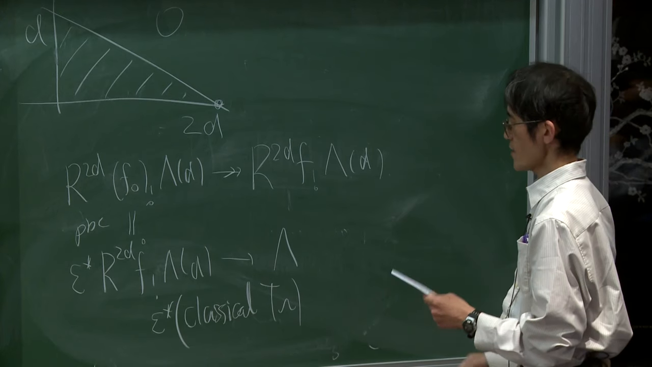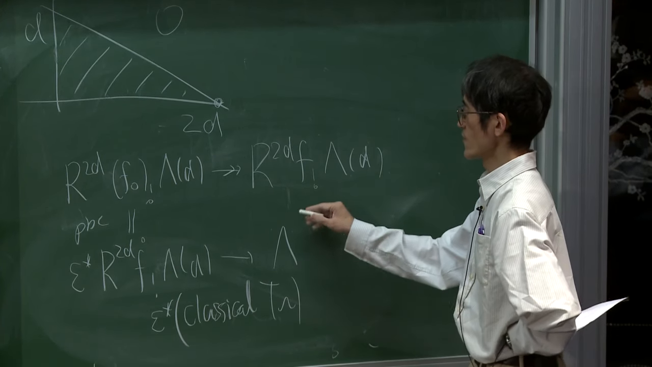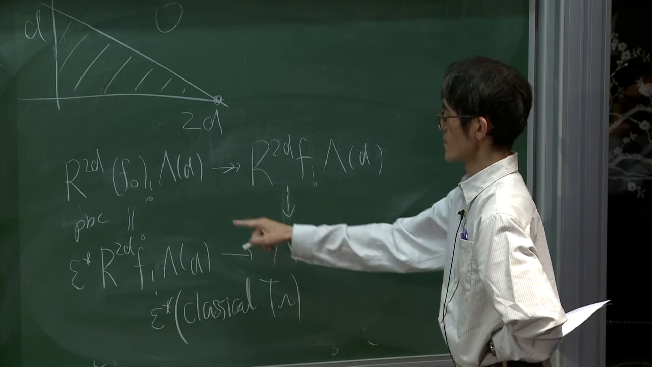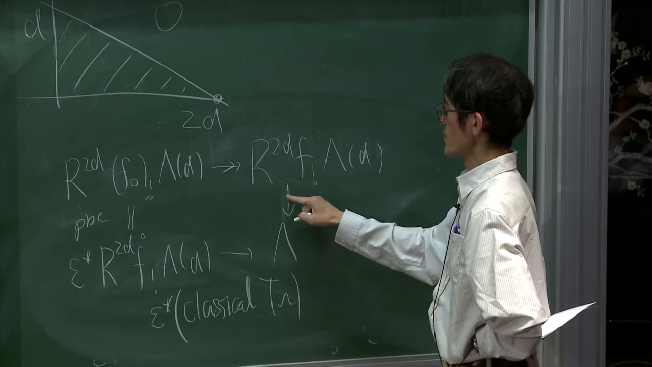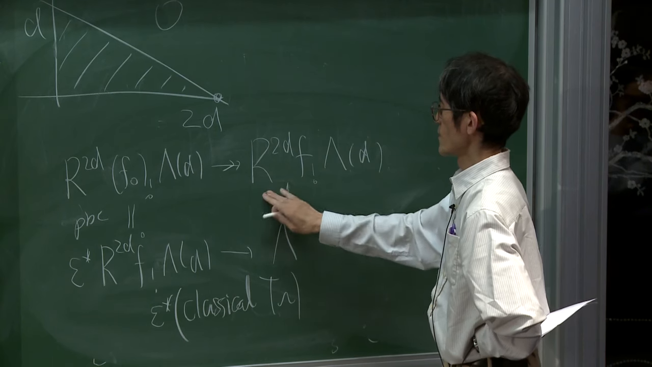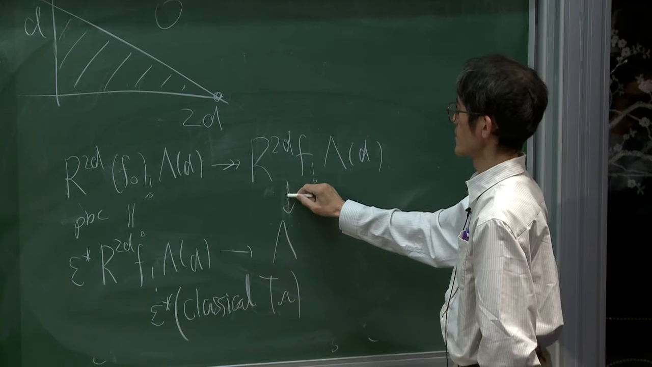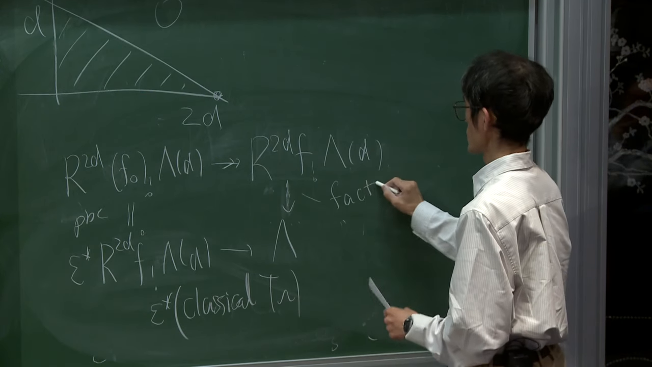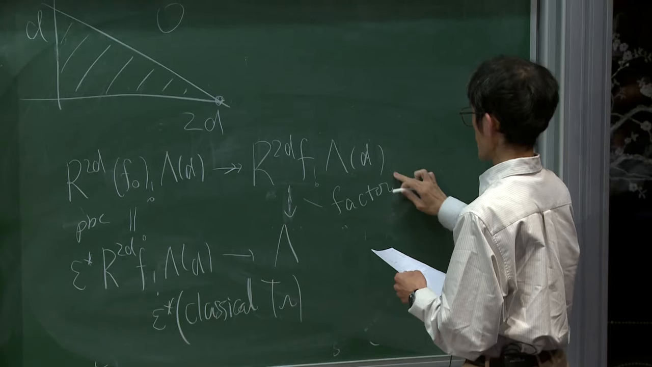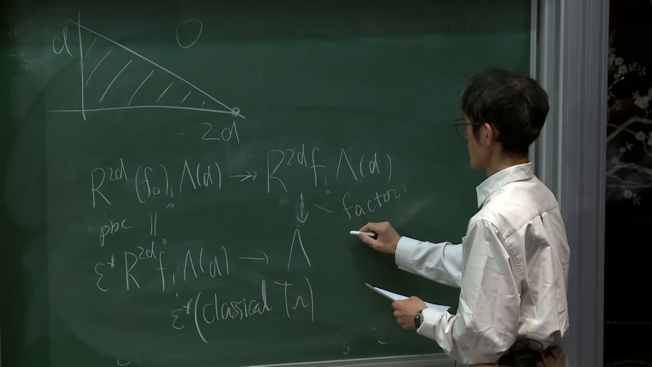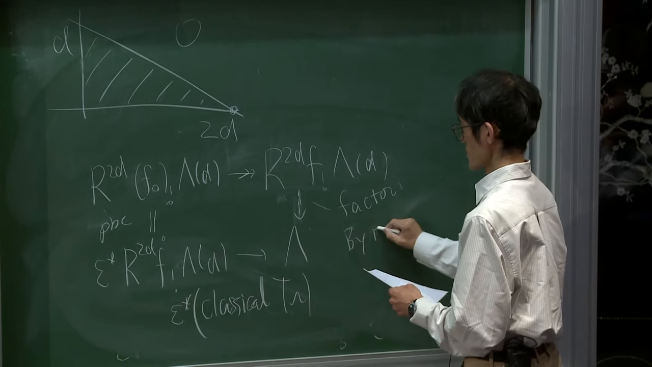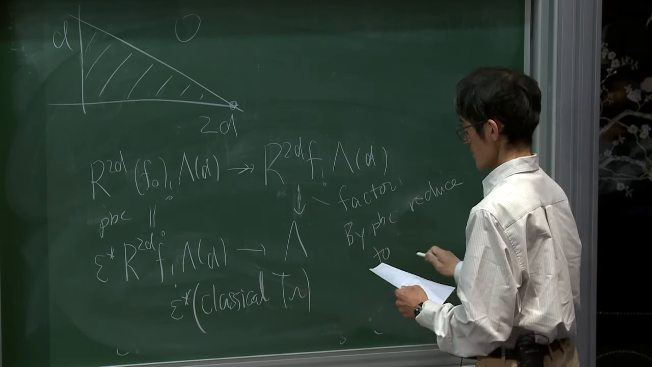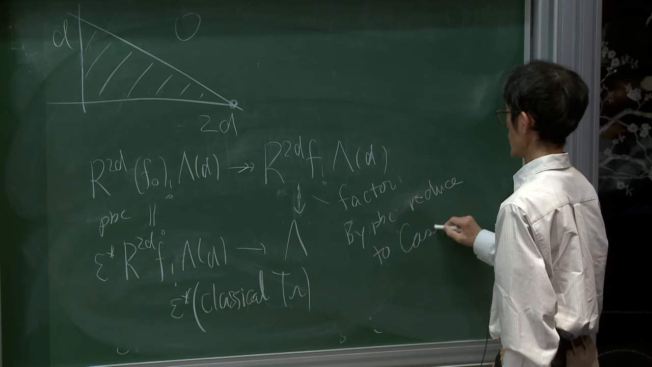Then we can prove that this morphism factors through that surjection. This factorization is very non-trivial, but by proper base change again it reduces to case 4.2.